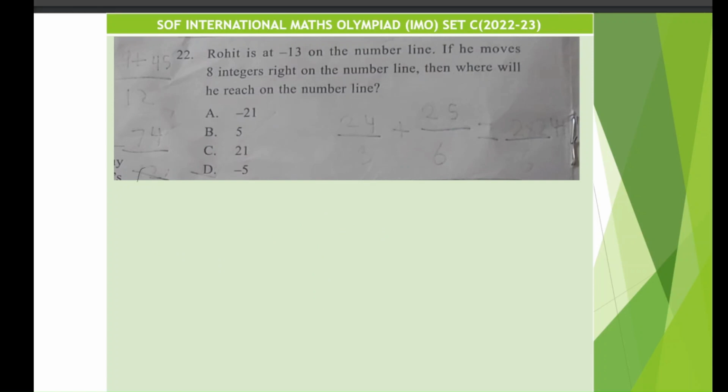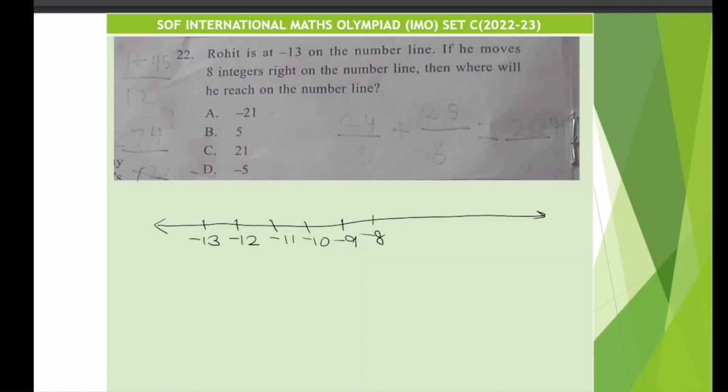Question number 22 says, Rohit is at minus 13 on the number line. If he moves 8 integers on the number line, then where will he reach on the number line? So let's first draw the number line. This is the number line. Rohit is at minus 13, and then the numbers to the right on the number line will be minus 12, minus 11, minus 10. This is what the question is trying to understand.